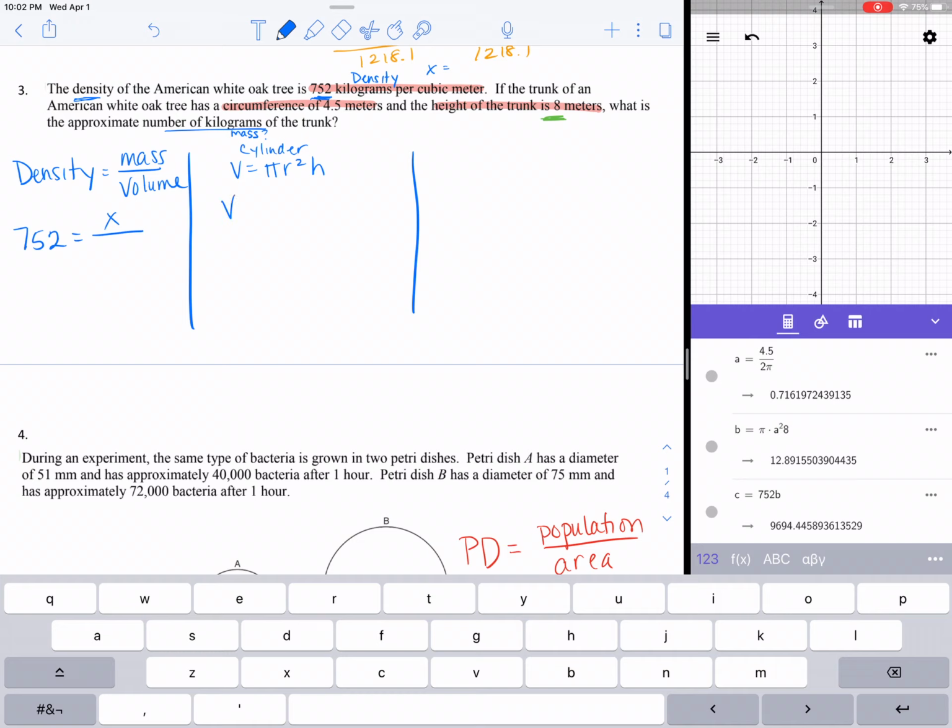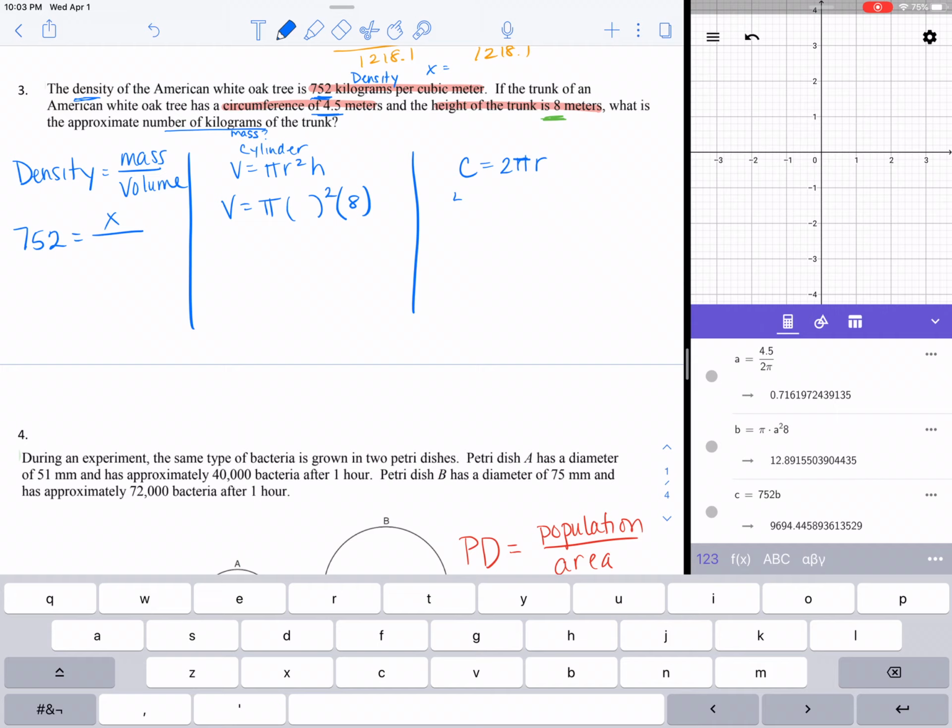So if I'm getting the volume, I have to plug in pi times the radius squared times the height, which is 8. But they didn't give us the radius, they gave us the circumference. So this goes back to a concept from 7th grade, that if they give you the circumference, the circumference is 2 pi r, 2 times pi times r, which is the formula that they give you on the reference sheet, you could find the radius.